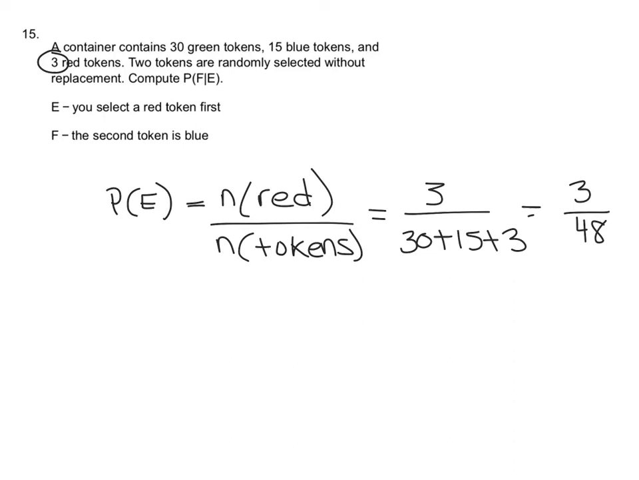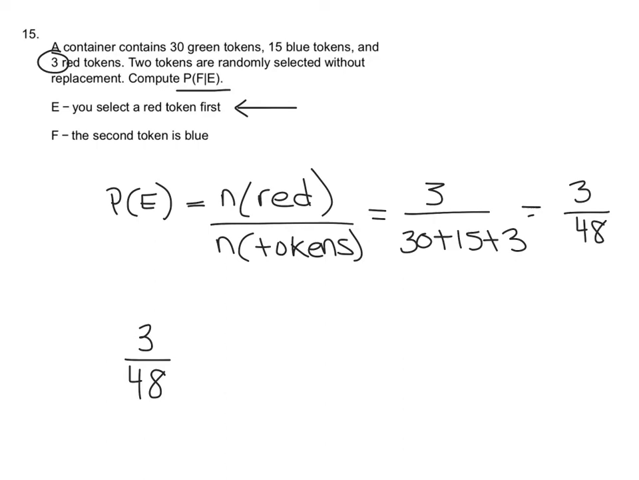Now, we're asked to find the probability of F given that E already occurred. So we want to find the probability that the second token is blue given that the first token was red. In order to find this, I'm going to create a probability diagram, which is a tree diagram but with probabilities. So I'll first create the tree by writing down the probability of selecting the first event, which is a red token. And that's 3 out of 48. And again, this represents my first selection.